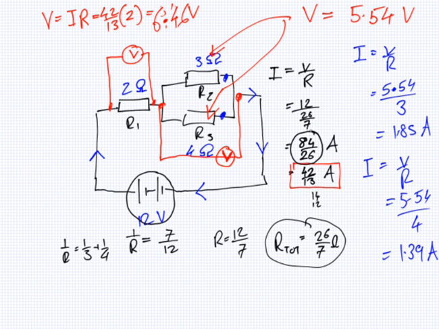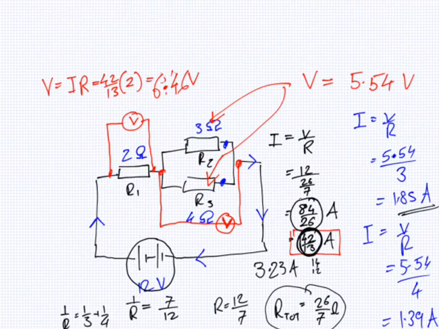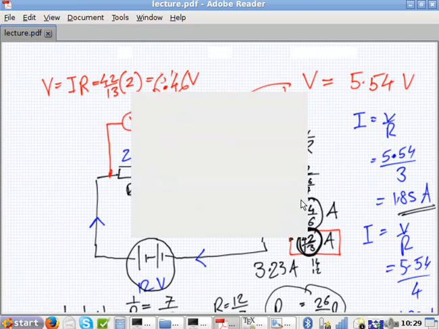So you can now work out the I. Up the top, the I is V over R, which will be 5.54 over 3, which is what, please? 1.846. And then down the bottom, I equals V over R again, which would be 5.54 over 4, which is what? 1.39 amps.